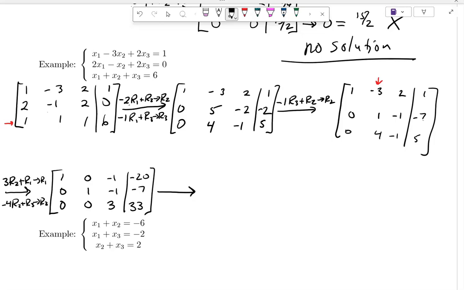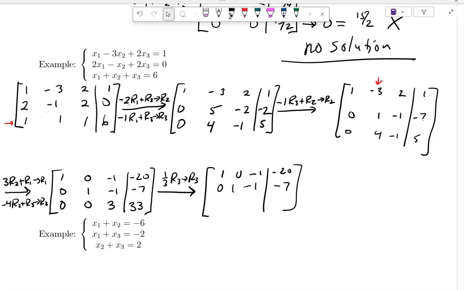Okay. What's the next step? Get a 1 here, right? What do we need to do to get a 1 there? Divide by 3. In that last spot, the only option you have is to divide by the coefficient. You don't have any other option besides doing that. Otherwise, you'll mess up the other zeros that you got. Okay, so we'll have 1, 0, negative 1, negative 20, 0, 1, negative 1, negative 7. What is the last row going to be? 0, 0, 1, and then 11. Good.